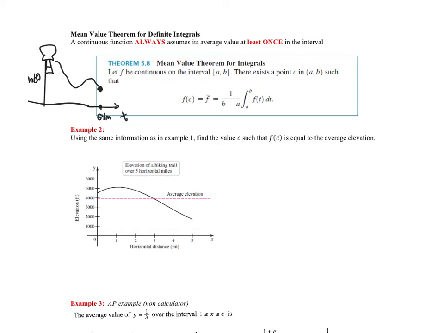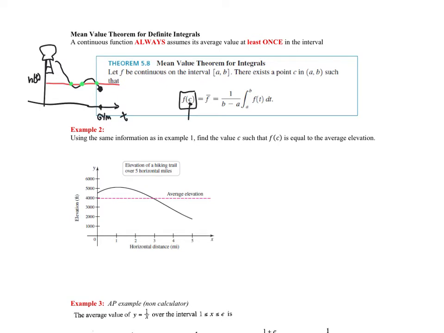Okay, so what the mean value theorem for integrals tells us is that at some point c, at some x value or t value c, you're going to reach that average value. So there exists a c such that you hit that average elevation or average value. Let's just, for the sake of this problem, say that the average value is right here. Well, it looks like there are 3 places or 3 times for which you hit that average value.